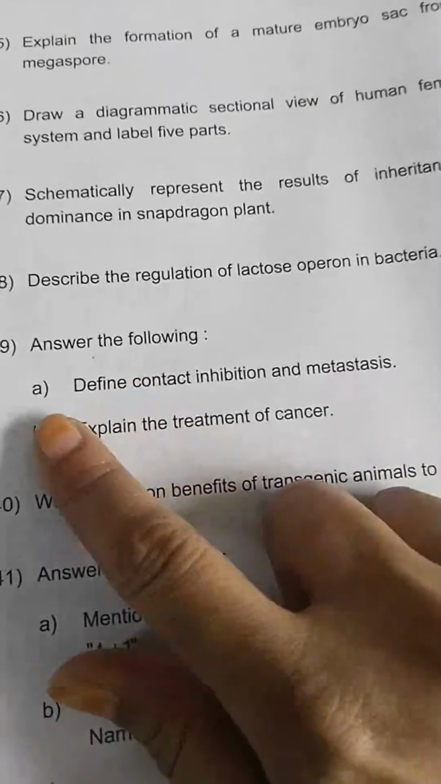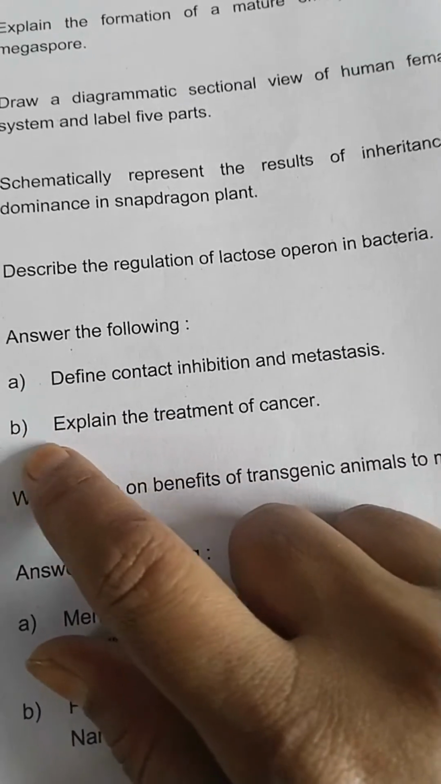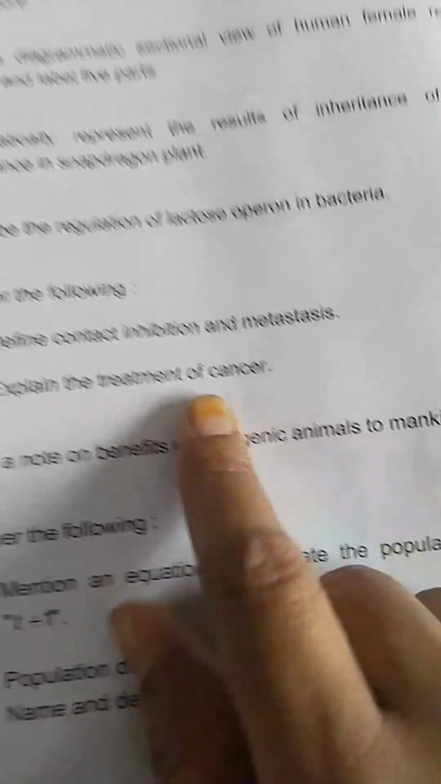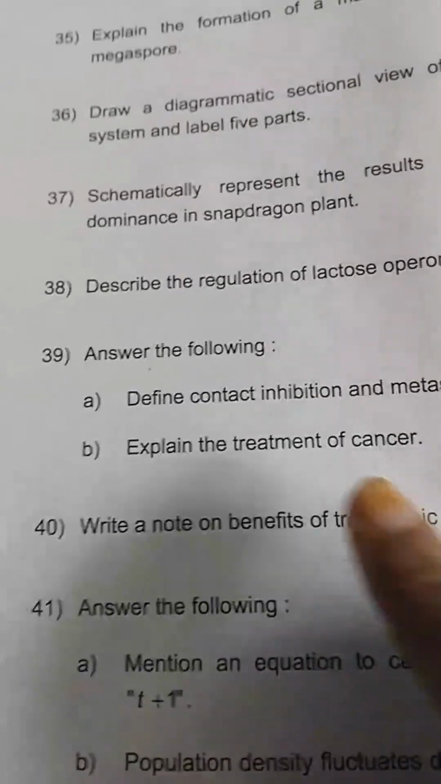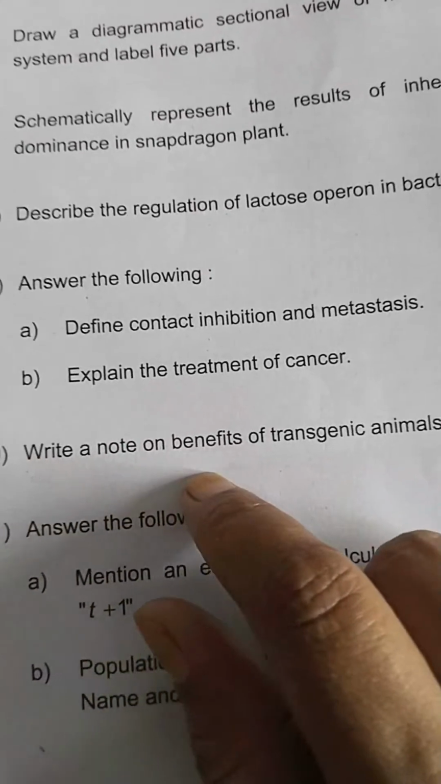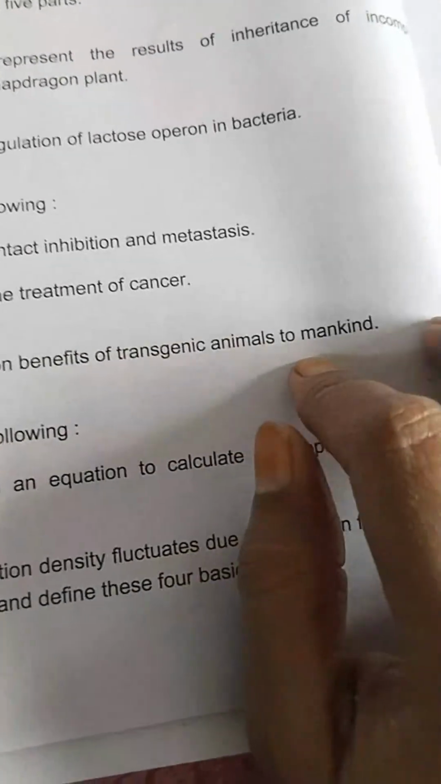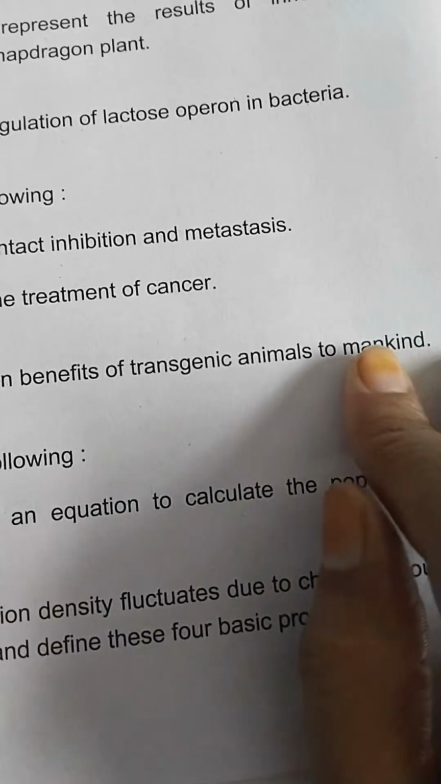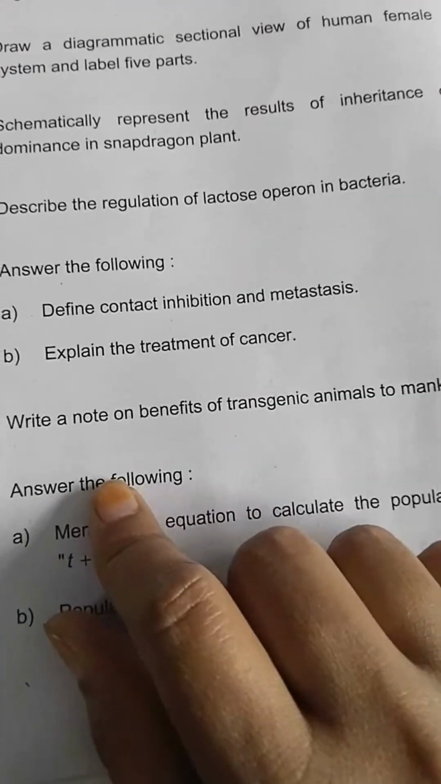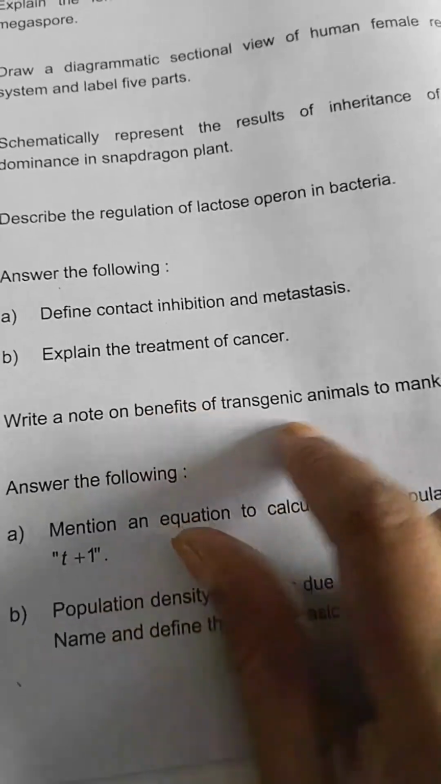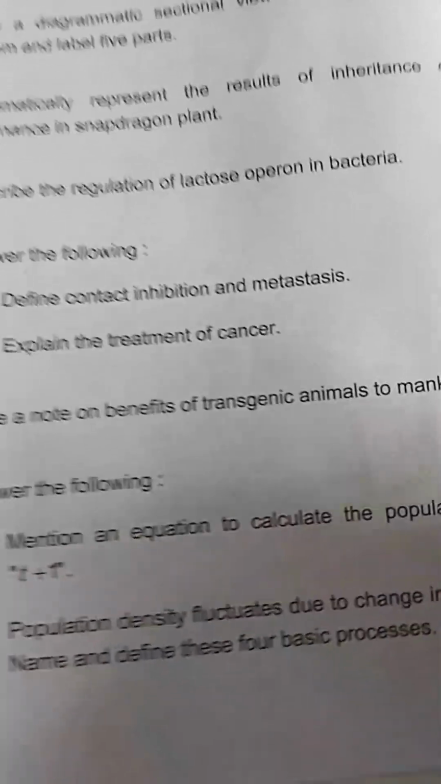Next we have the split question, question number B. Explain the treatment of cancer. It is going to carry 3 marks. Next, write a note on benefits of transgenic animals to mankind. We need to write a short note, briefly describing the benefits of transgenic animals for mankind only.